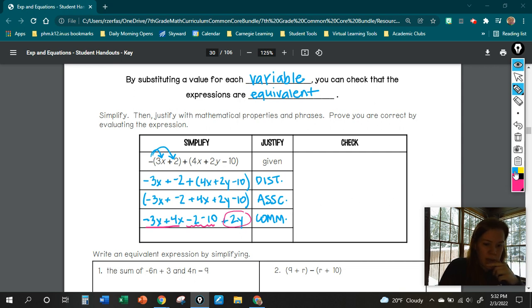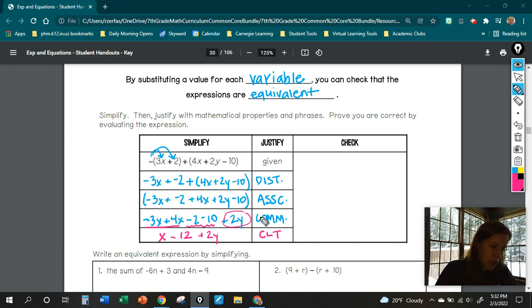So let's combine everything, and we would have negative 3 plus 4, so that's a positive x. Negative 2 minus 10. That takes us to negative 12 on the number line. And then we just have this plus 2y right there. Okay, and so we use combining like terms as our very last step to get everything where we wanted.